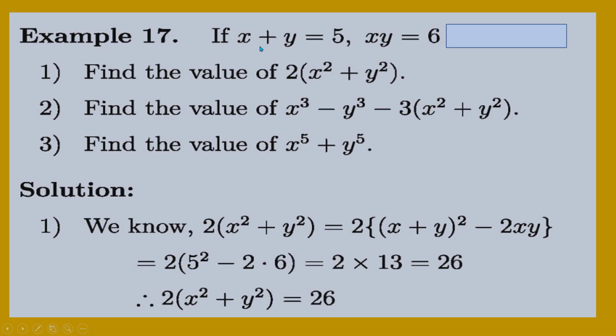Now creative question 17: if x plus y equals 5 and xy is equal to 6, find the value of 2 into x square plus y square. 2 into x square plus y square, we can write as 2 into x plus y whole square minus 2xy. Okay, x plus y is equal to 5 here, and xy equals 6. So this equals 2 into 25 minus 12, which means 13, this equals 26. Therefore 2 into x square plus y square equals 26.